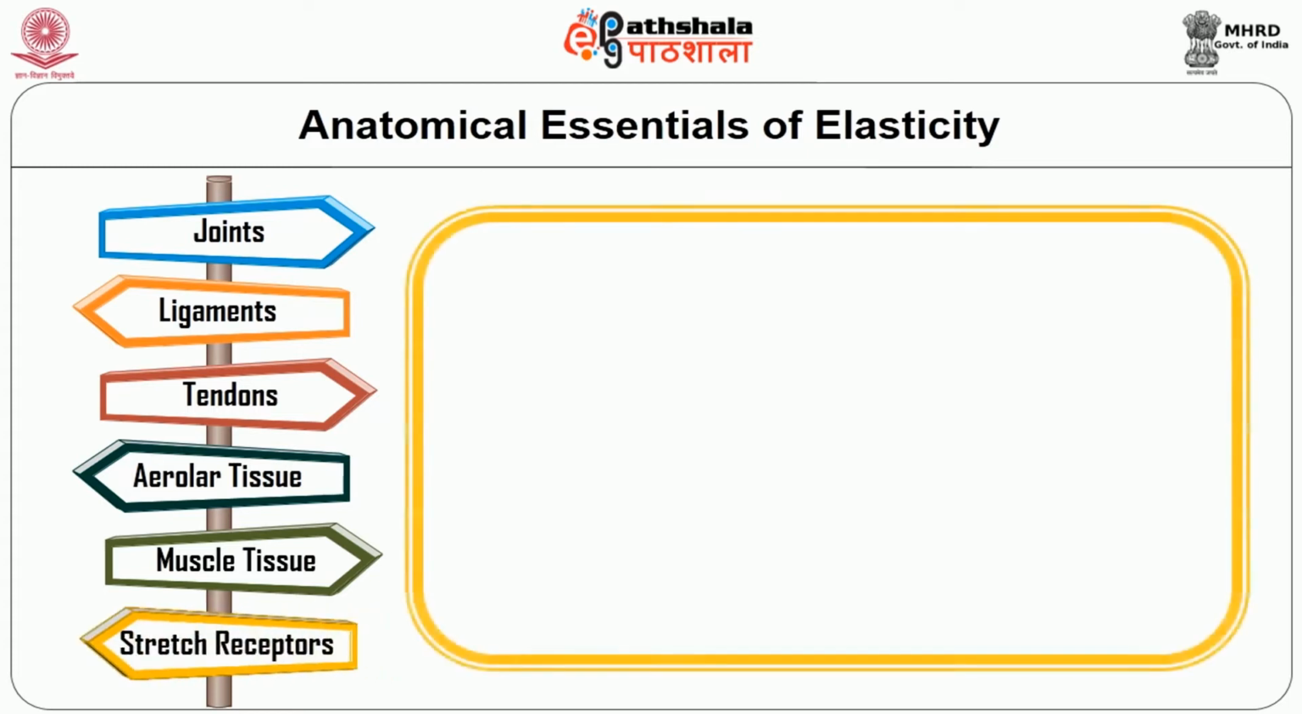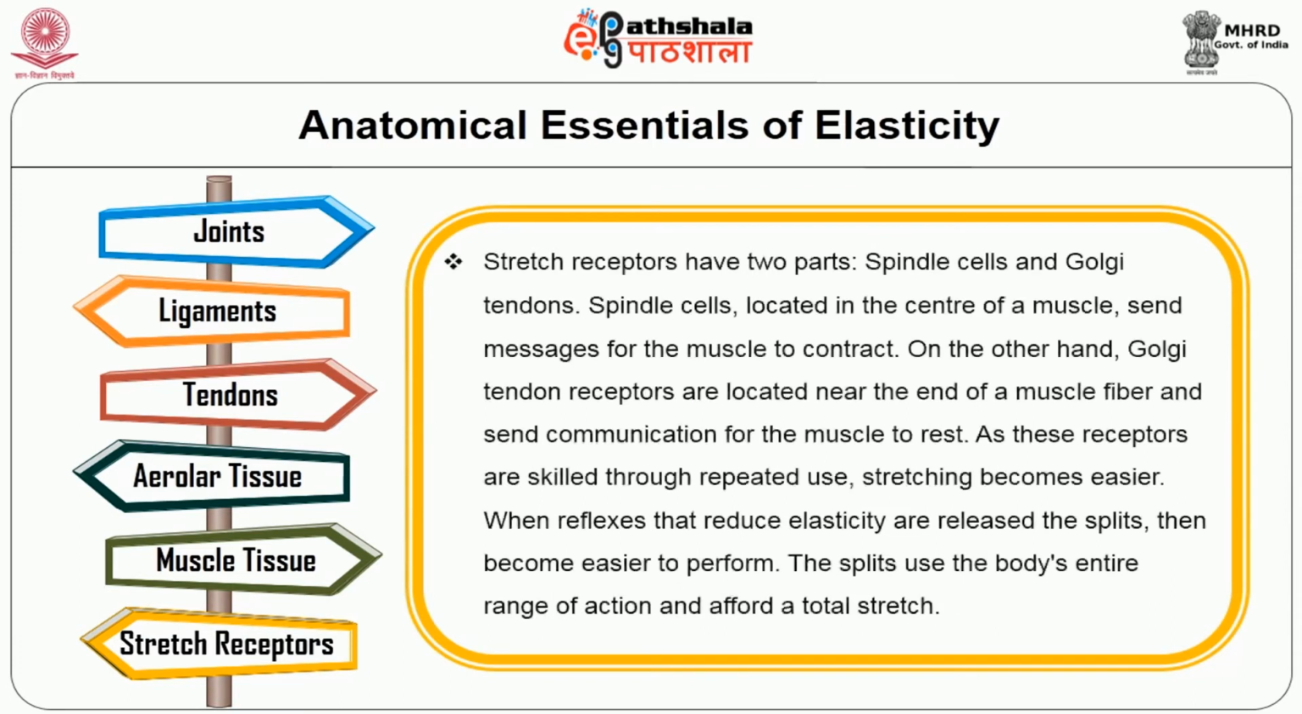So what are the stretch receptors which are present in the muscle? The stretch receptors have two parts, spindle cells and Golgi tendons. Spindle cells located in the center of the muscle send messages for the muscle to contract. On the other hand, Golgi tendon receptors are located near the end of the muscle fiber and send communication for the muscle to rest. As these receptors are trained throughout the repeated use, stretching becomes easier.